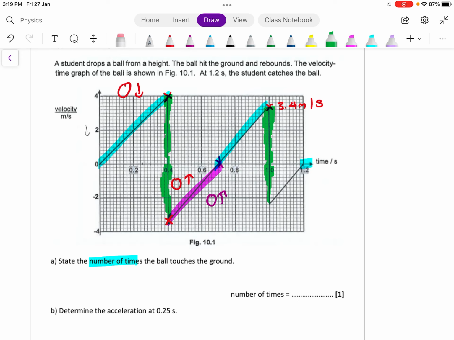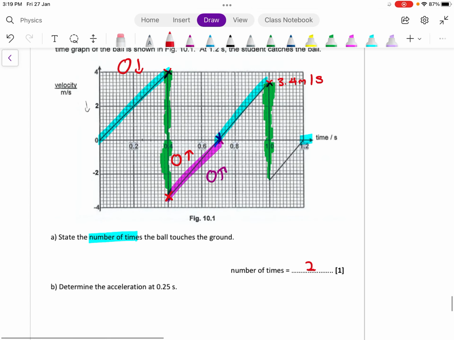Alright, so for state the number of times, very simple. You just look at how many vertical lines you see. There are 2 vertical lines, so the ball actually touched the ground 2 times. The green region is when the ball touched the ground.